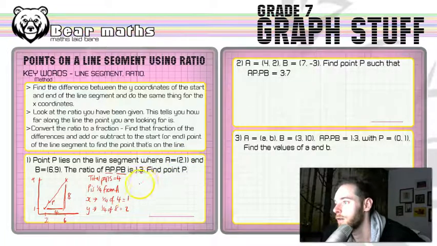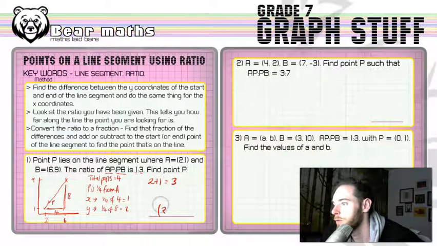Alright, so for x, we're going to get 2 plus 1, and that equals 3. And that's our x coordinate value. And then to get y, well, we start at 1, alright, and we add on 2. And that gets us to 3 as well. So the point P is actually at (3, 3), 1/4 of the way along the line.